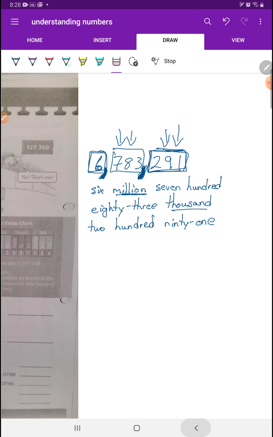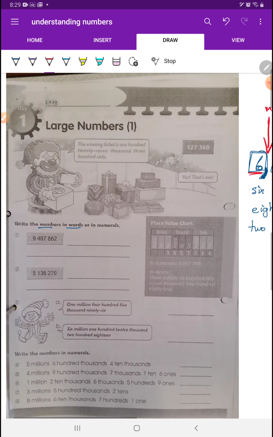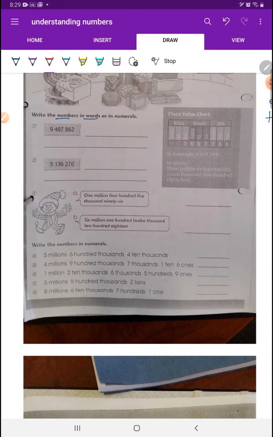Let me change color on that. This comma here means million, and this comma here means 1,000. So you say those words. You say the word million, you say the word 1,000, but other than that, you just say the number. You say the number 6, you say the number 783, you say the number 291. Really simple, okay? And then for these questions right here, it's just the same in opposite.